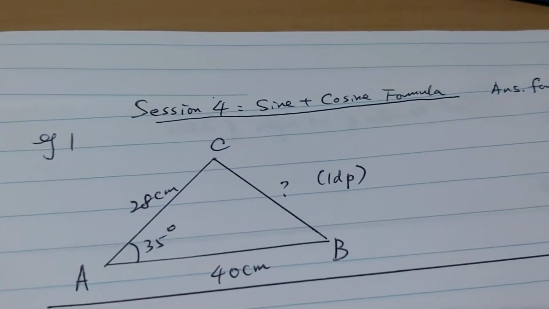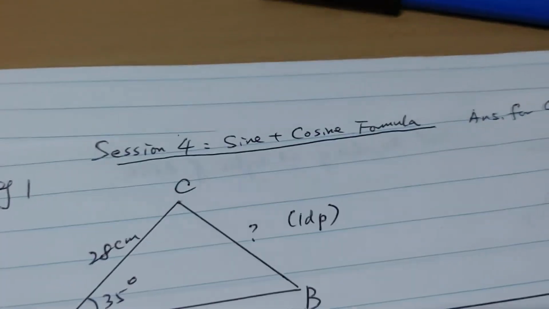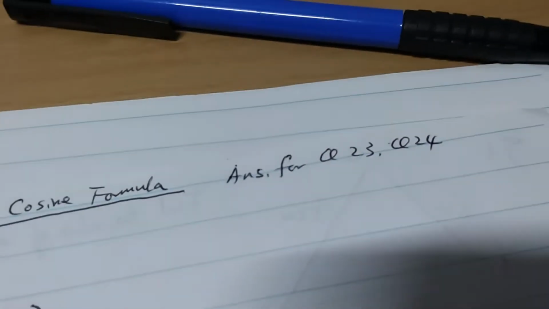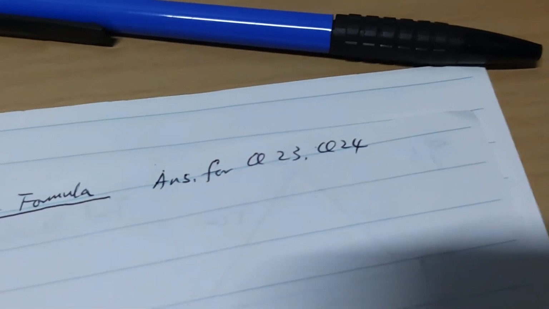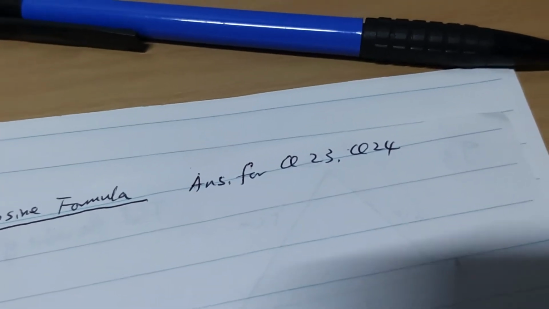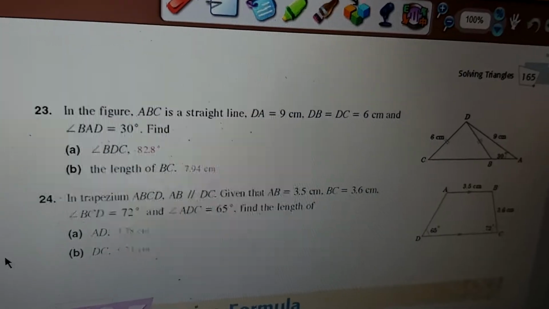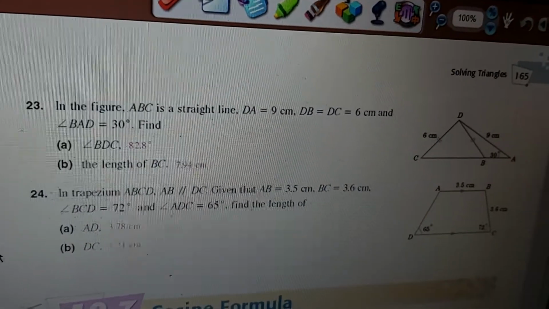Okay, this is section 4, again sine formula and cosine formula. First of all, let's check the answer for question 23 and 24 that I gave you in the last section. So, the answer is this.